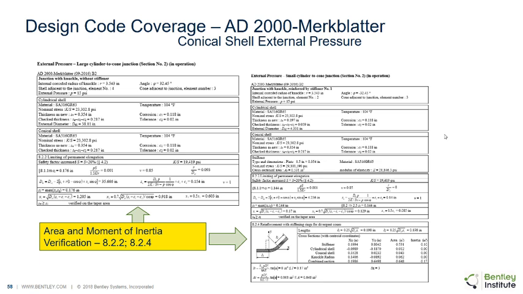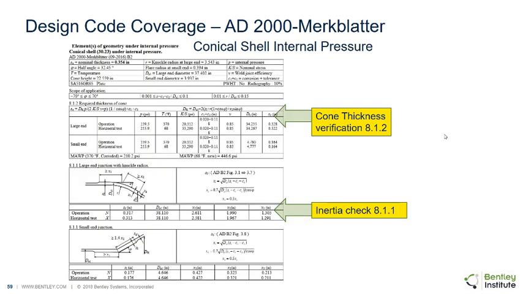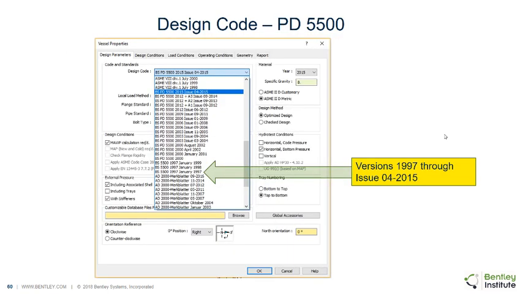For the external pressure calculations, the usual large and small end conical junction area and inertia verifications are performed using 8.2.2 and 8.2.4. The conical shell internal pressure calculations consist of cone thickness verification as per 8.1.2 and inertia verifications as per 8.1.1. Let's review the British code PD 5500, which is available from versions 1997 through issue 04-2015.